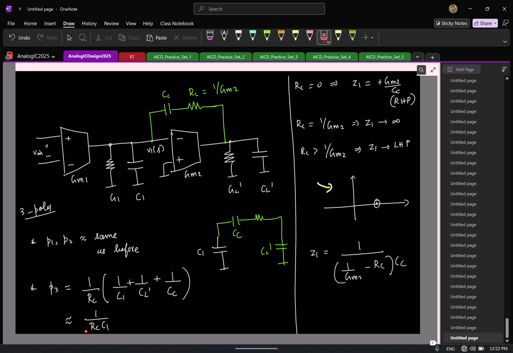So let us say I choose RC to be 1 by GM2. This becomes GM2 by C1, correct? Now my old RHP 0, where was it at? This was at GM2 by CC. Now tell me which one will be at a higher frequency? This one or this one? The pole or the 0? The pole is going to be at a much higher frequency. So hopefully we are fine.